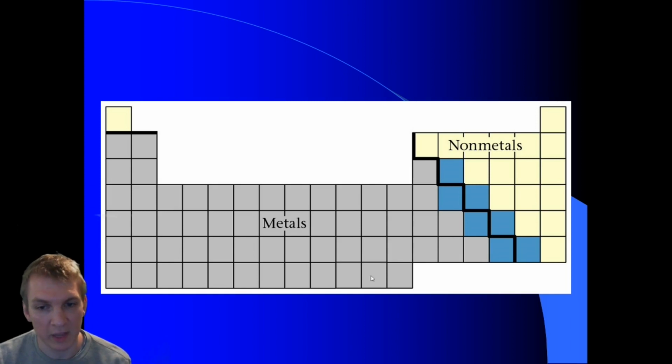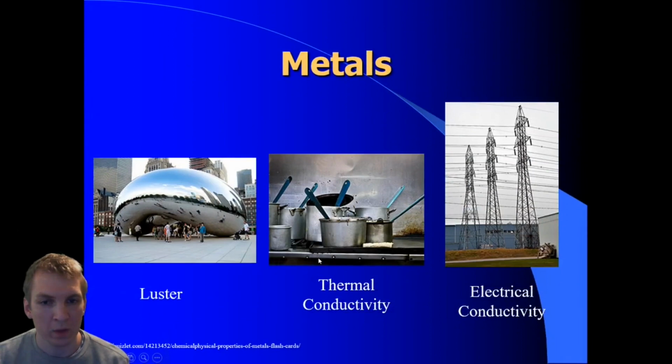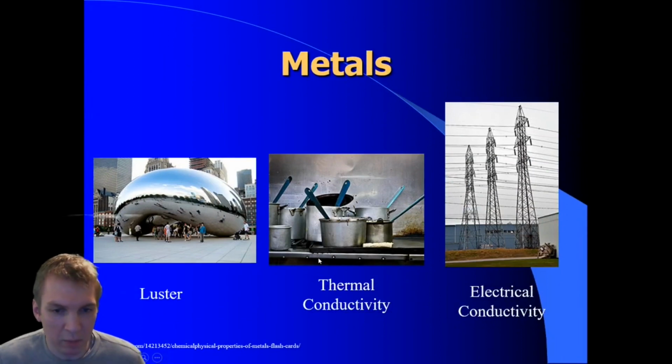So what we're going to do today is talk specifically about the metals. Okay? So some properties of metals that we want to understand. We know that almost all metals have luster, they have thermal conductivity, and they have electrical conductivity. So what does that mean?